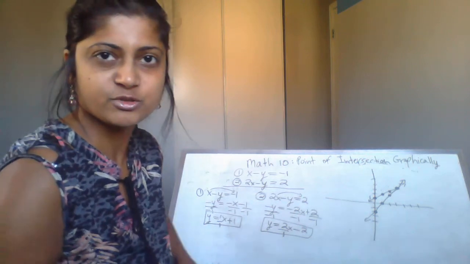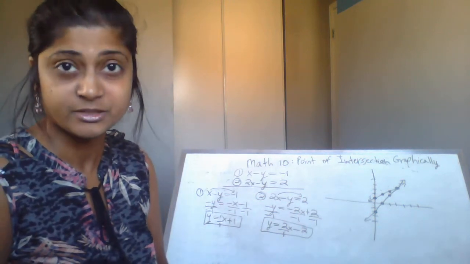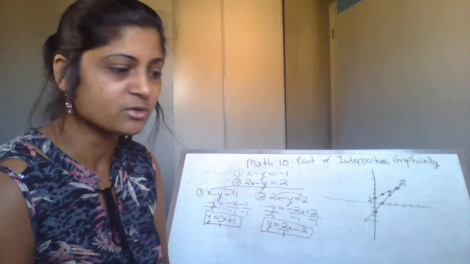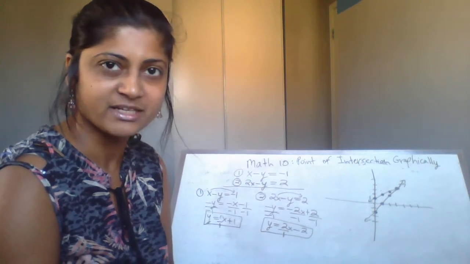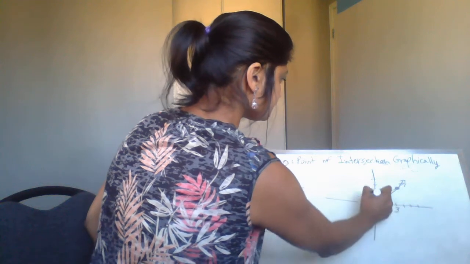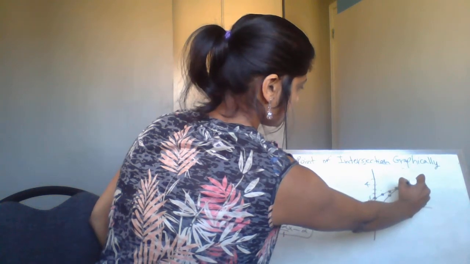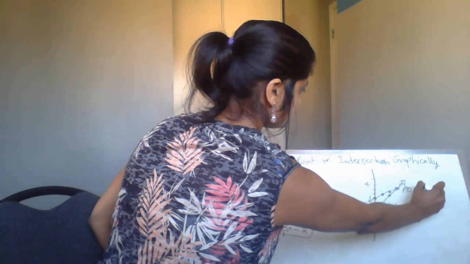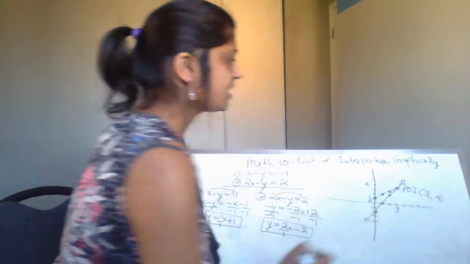All your lines should be straight, because they are linear. That's why I'm using a ruler to make sure I'm getting the right answer. So this point here looks like it's at 3 and 4. So I'm going to put POI, 3 and 4.